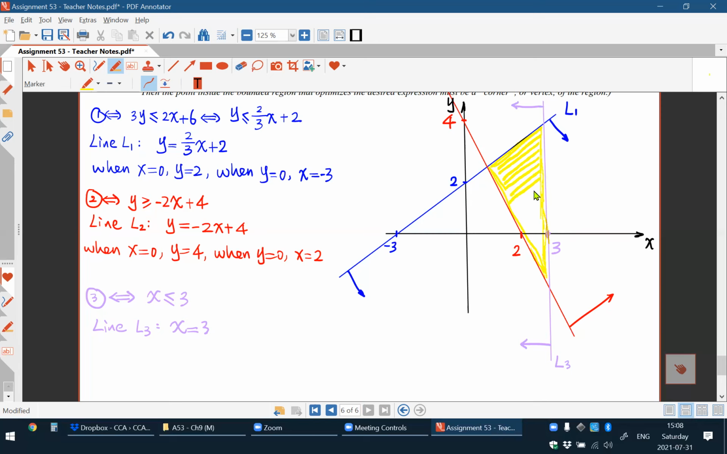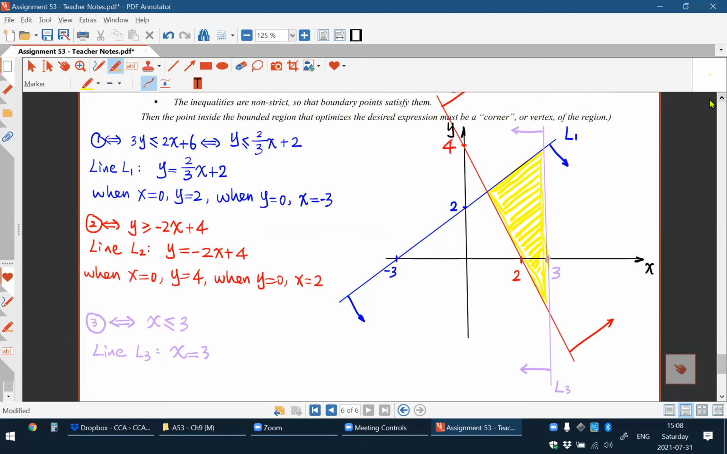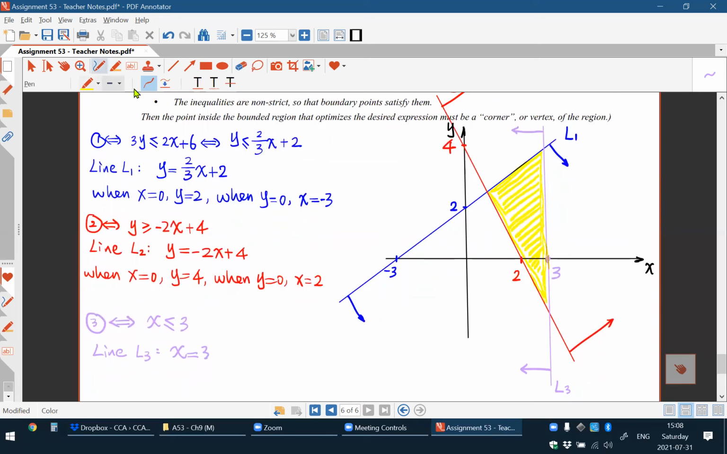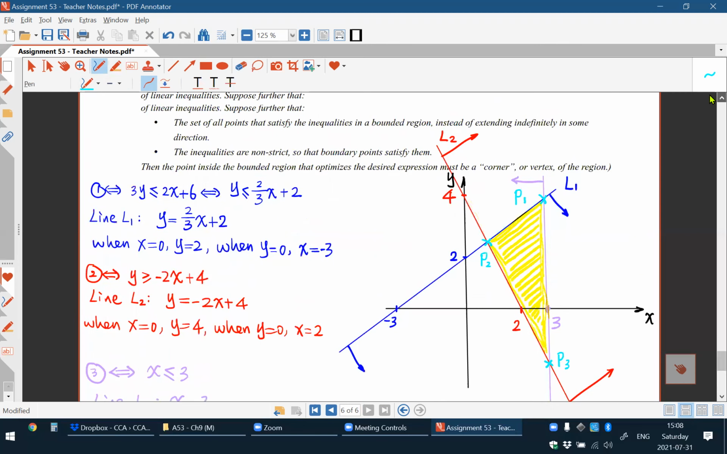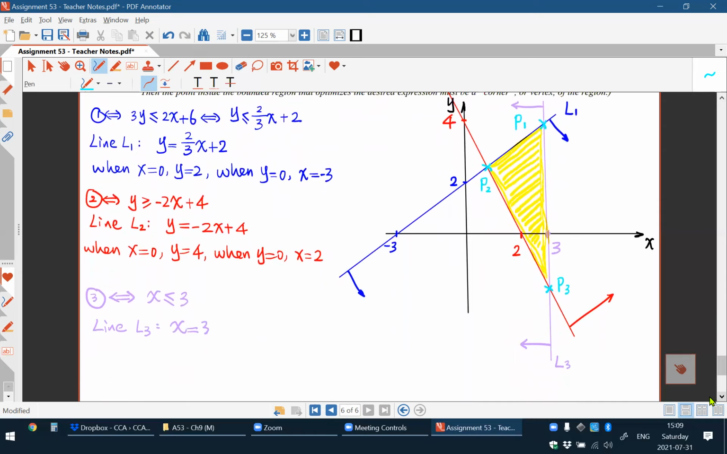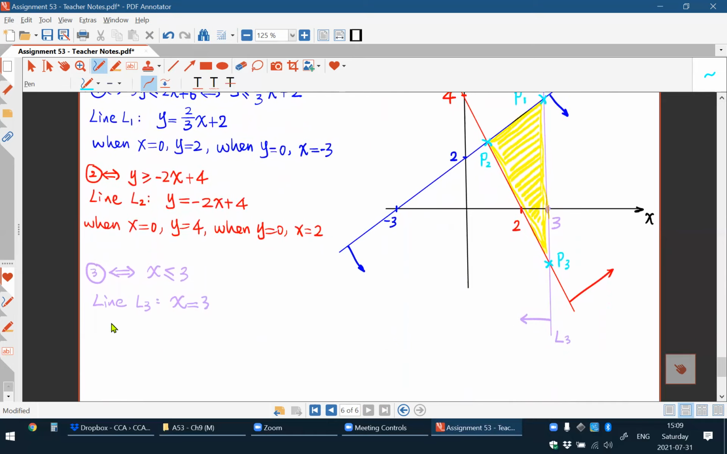And the task is to find the optimized value within this region. According to the hint, we know that the optimized value can only be achieved at the vertexes. So we need to find all the vertexes, right? Here's vertex one, vertex two, three. We have three vertexes. Let's call them P1, P2, and P3, right? We only need to consider the target expression at these three vertexes. So first of all, we need to find the coordinates of P1, P2, P3, right?